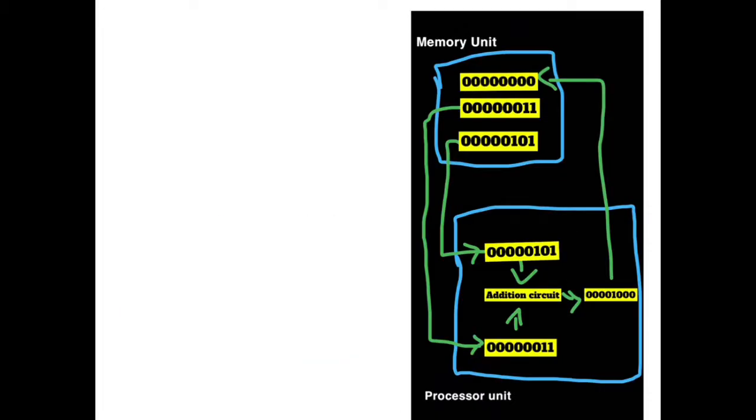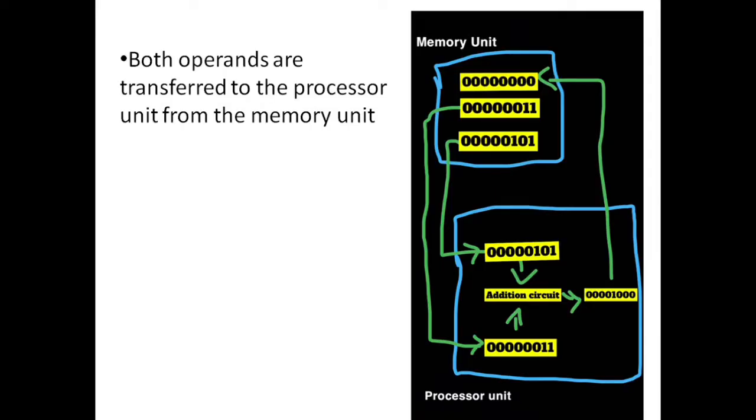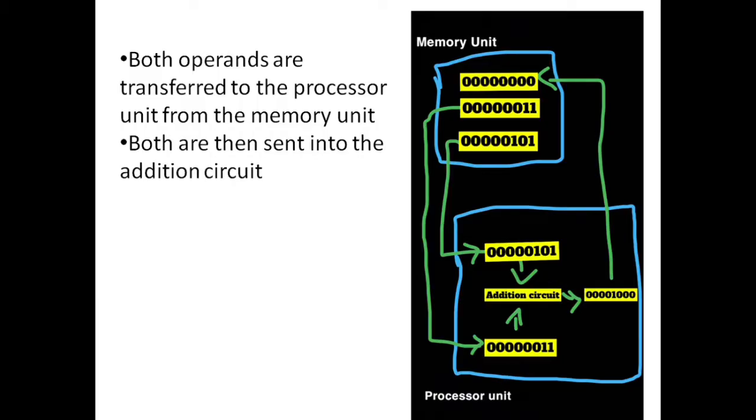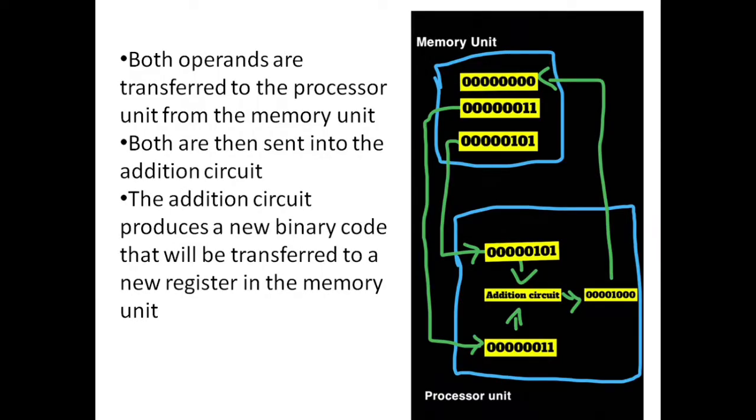Here we'll see how 2 numbers in memory are added to create a new number. Both numbers are first sent to registers in the processor unit. They're then put through an addition circuit. This circuit will produce a new binary code that will be in a register in the processor unit. This new binary code can then be put back into the memory unit in an unused register.